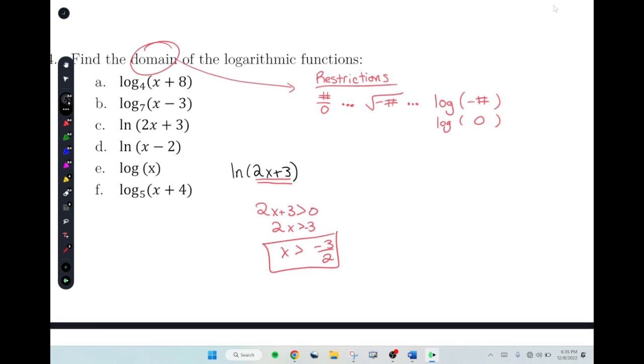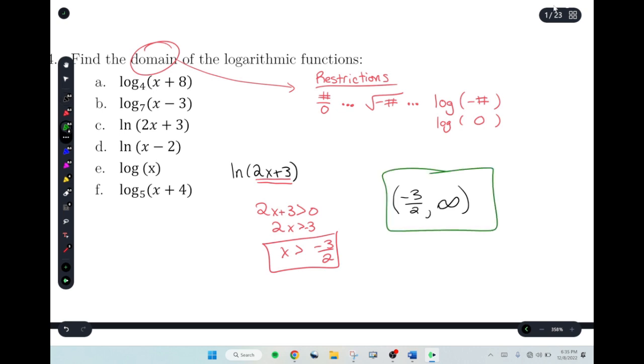It'll be in interval notation. So it'll say open parenthesis, negative 3 over 2, comma, infinity. And that's saying that x is bigger than negative 3 over 2, but not quite as big as infinity, so just about every other number in the world.